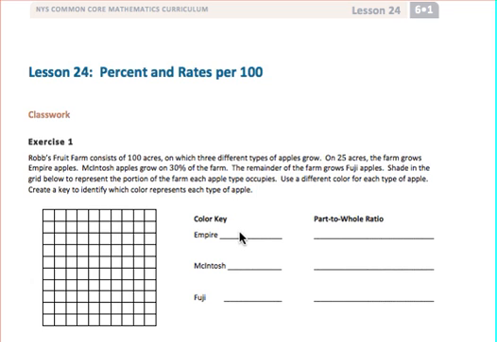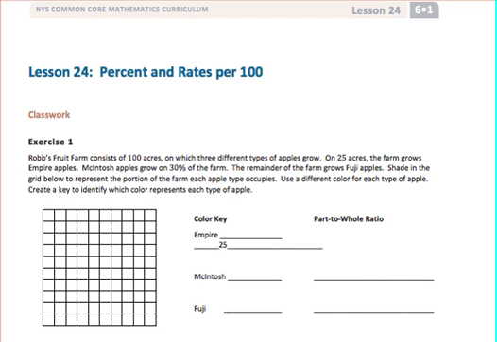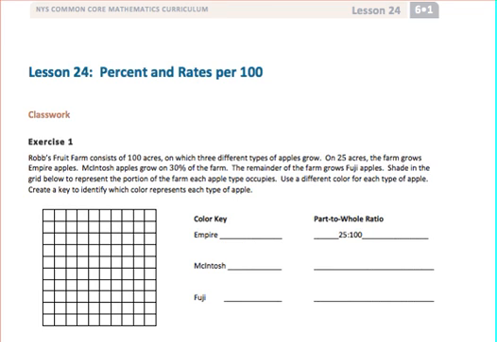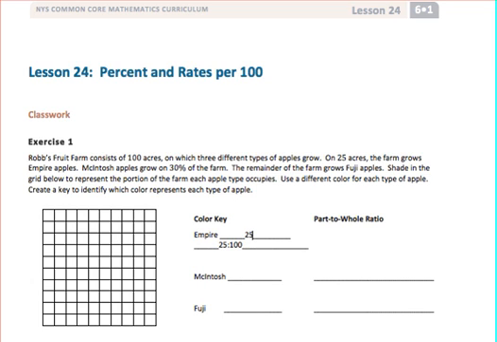So our first type of apple was Empire, and our information tells us that 25 of the 100 acres is growing Empire apples. Our part to whole ratio then is 25 to 100. And since the word percent means out of 100, cent, C-E-N-T, is the root for 100, and per means out of. So 25 out of 100 would be 25%.